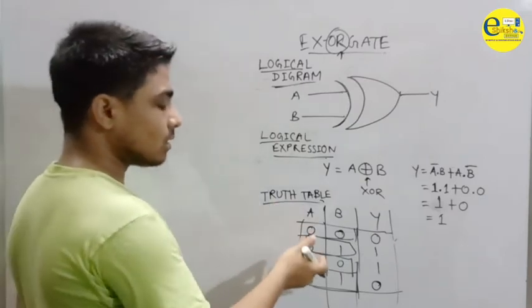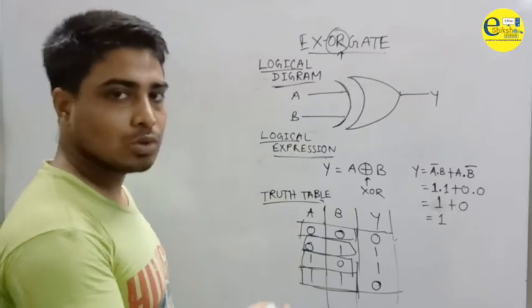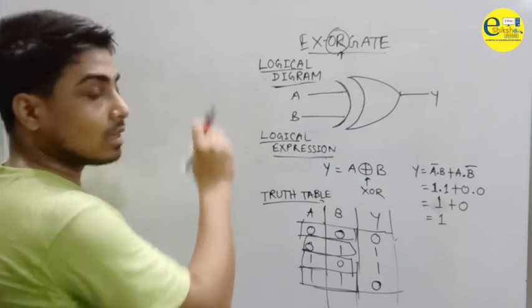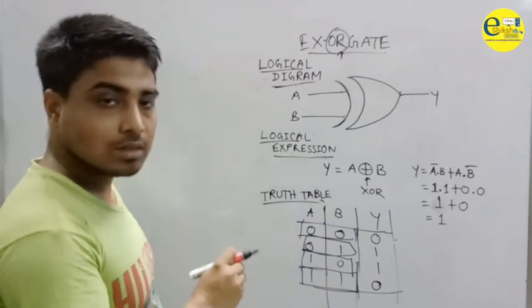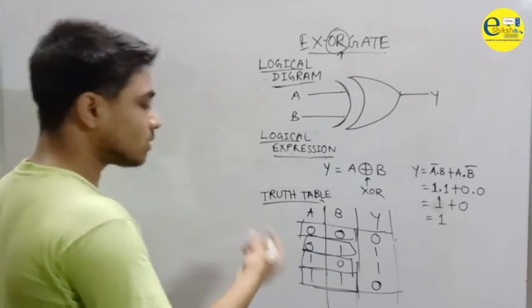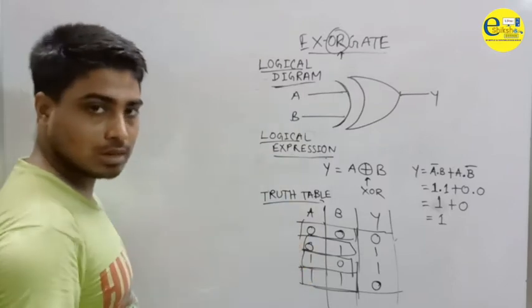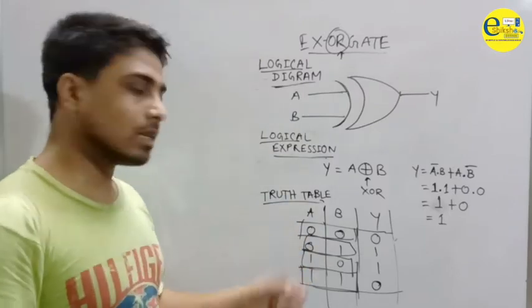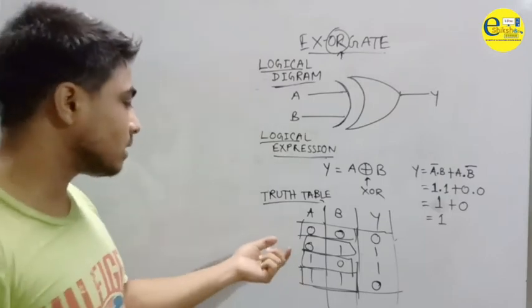Okay, but this will be much easier for you to get the output. And as this is an exclusive gate, it has some exclusive nature. So what is the exclusive nature? Next one, I'm already showing you another exclusive nature. Let's discuss the next exclusive nature. What kind of exclusive nature does it have?